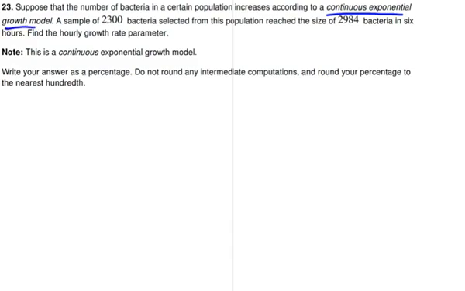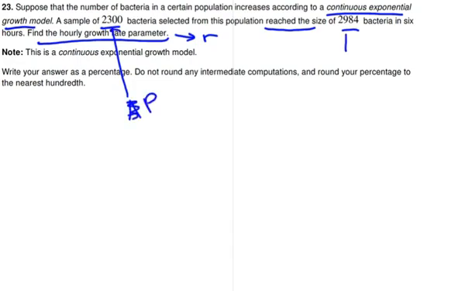This says suppose that the number of bacteria is growing according to the continuous exponential growth model. A sample of 2,300 bacteria selected from the population reaches a size of 2,984. So this is your starting amount, this is your ending amount in 6 hours. Find the hourly growth rate parameter. That's r. So yeah, 2,300 is the principal. This is the final amount. So we'll plug everything in and solve for r.